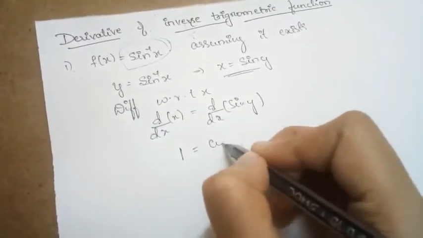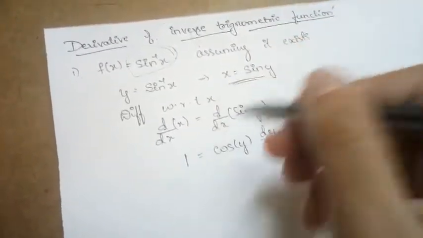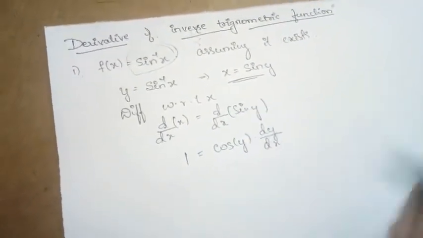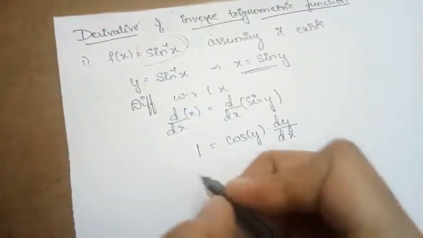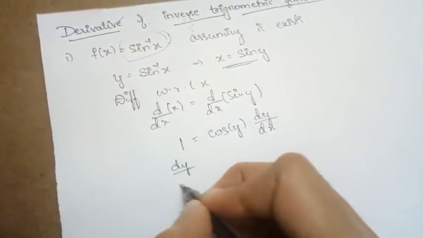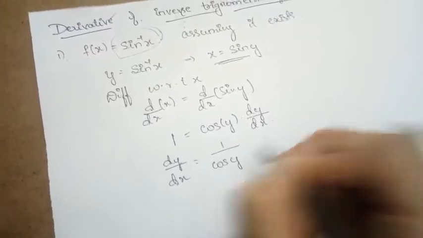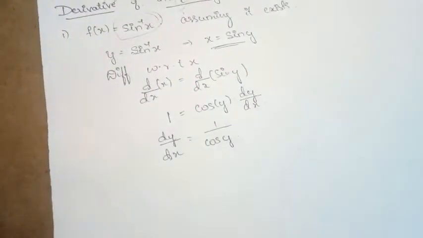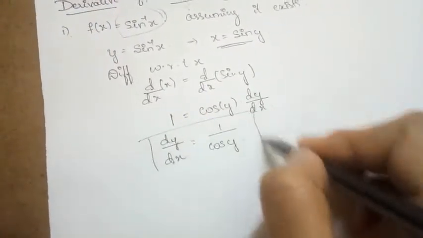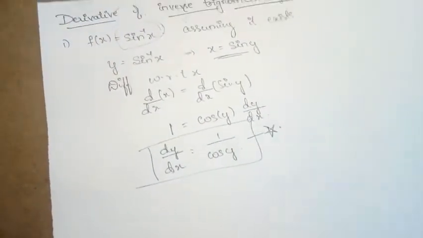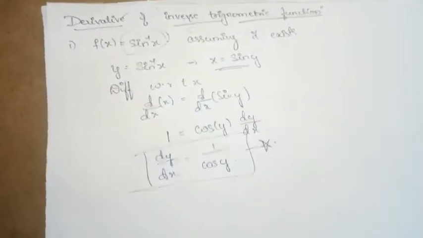Differentiation of sin y is cos y, and since we are differentiating with respect to x, we have dy/dx. Since they asked for the derivative of this inverse trigonometric function, dy/dx = 1/cos y. We can keep this 1/cos y in a more beautiful manner, so let me call it the star. What is that beautiful manner? We are representing the derivative of sin⁻¹(x).